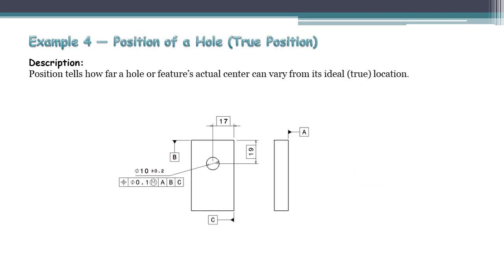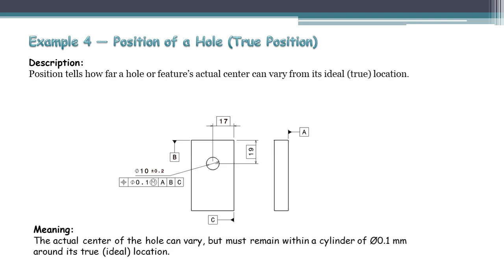Next is position. It is nothing but where the hole is, not just its size but its exact location. Position controls how close to the ideal location a hole must be. Here in this drawing, the actual center of the hole can vary but must remain within a cylinder of 0.1 mm around its true location. With respect to what? The datums A, B and C.